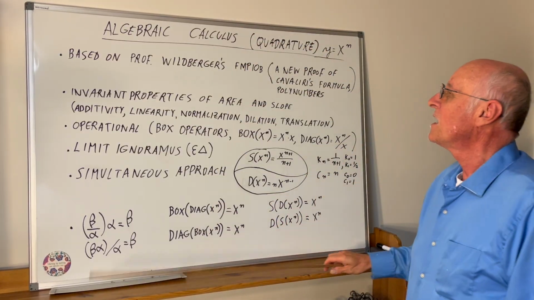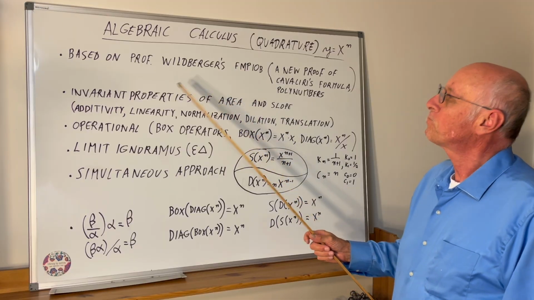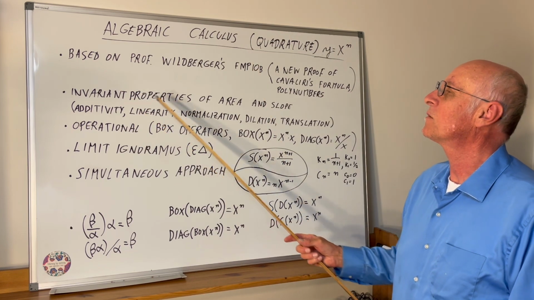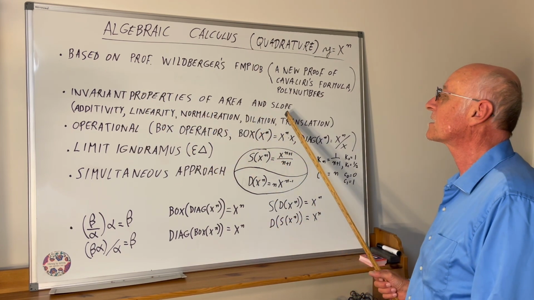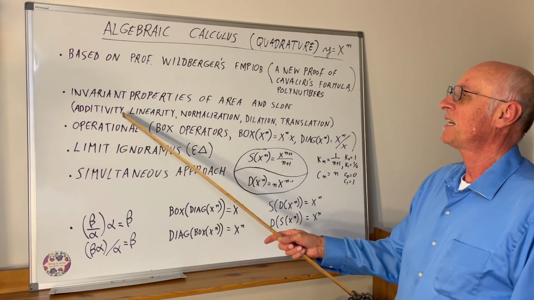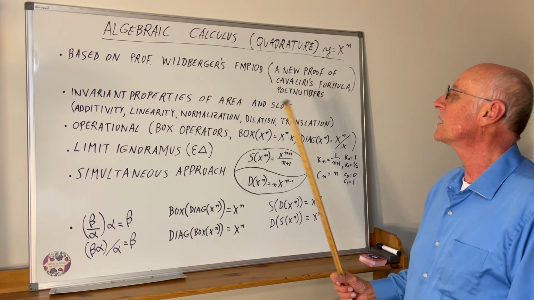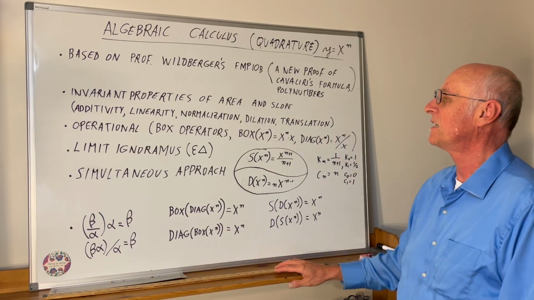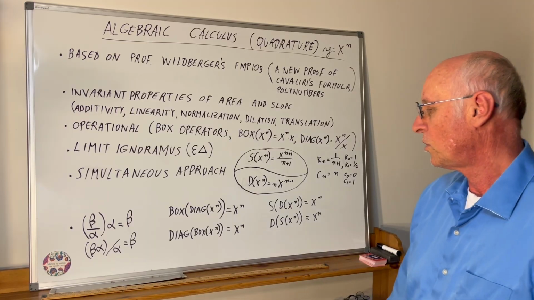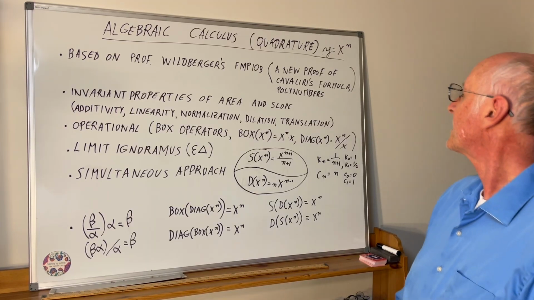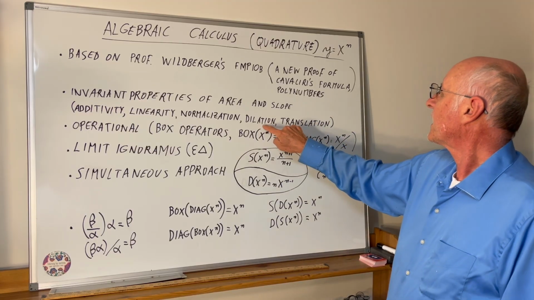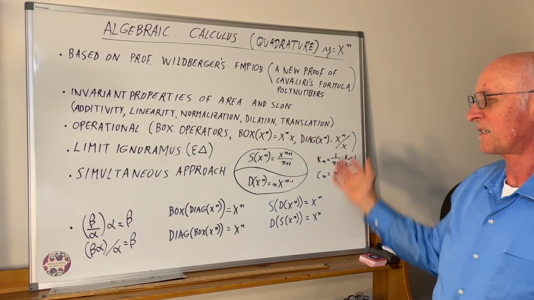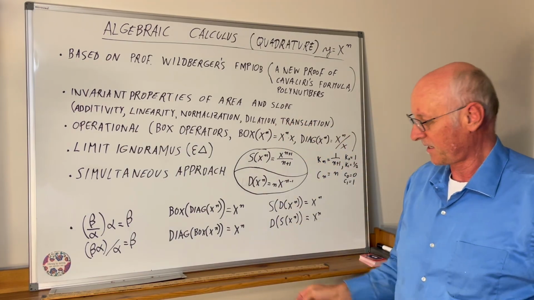Anyways, the algebraic calculus is based on the invariant properties of area and slope: additivity, linearity, normalization, dilation, translation. This is all Wildberger stuff, but it's great stuff. Specifically, we're going to look at dilation on one side and translation on the other side. It's leveraging dilation against translation.